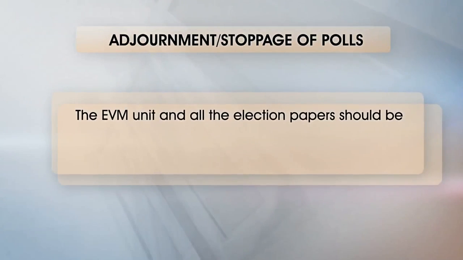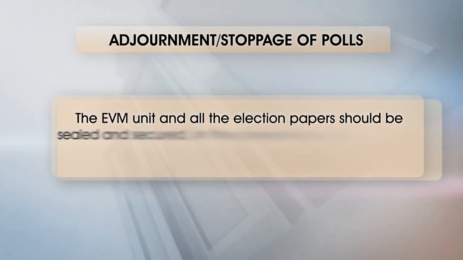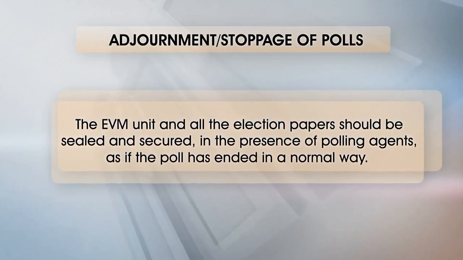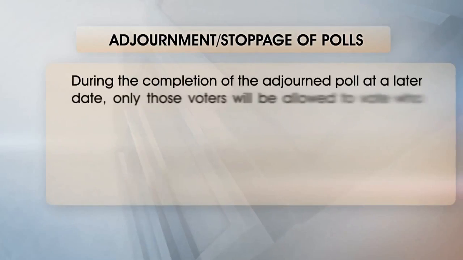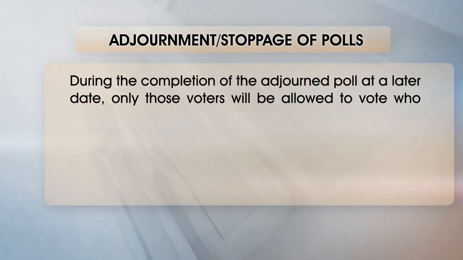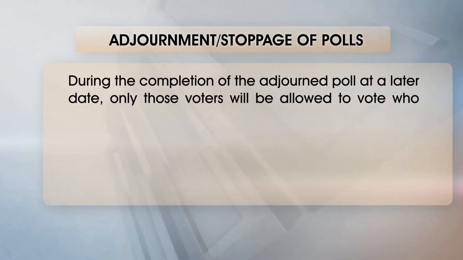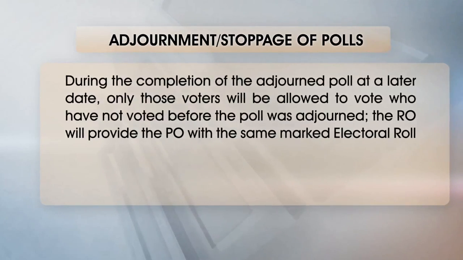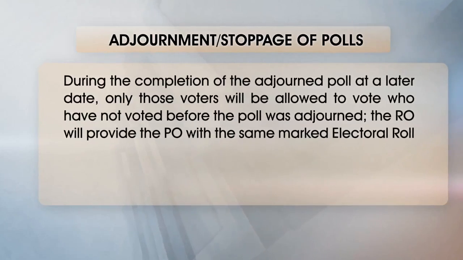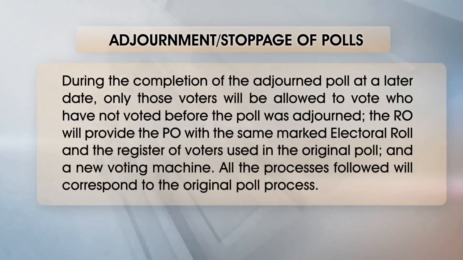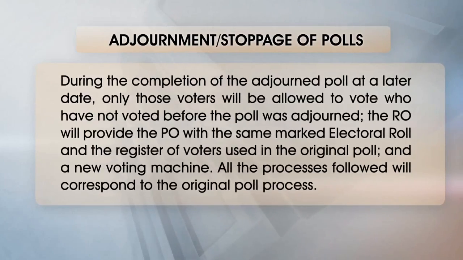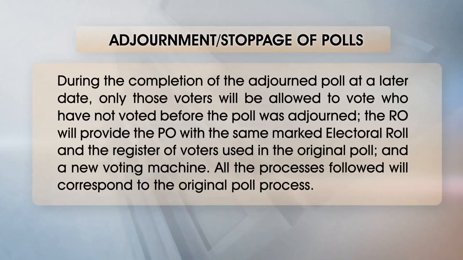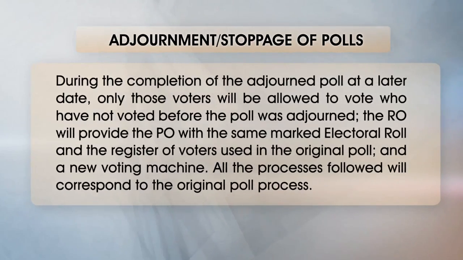The EVM unit and all the election papers should be sealed and secured in the presence of polling agents, as if the poll has ended in a normal way. During the completion of the adjourned poll at a later date, only those voters will be allowed to vote who have not voted before the poll was adjourned. The RO will provide the PO with the same marked electoral roll and the register of voters used in the original poll and a new voting machine. All the processes followed will correspond to the original poll process.